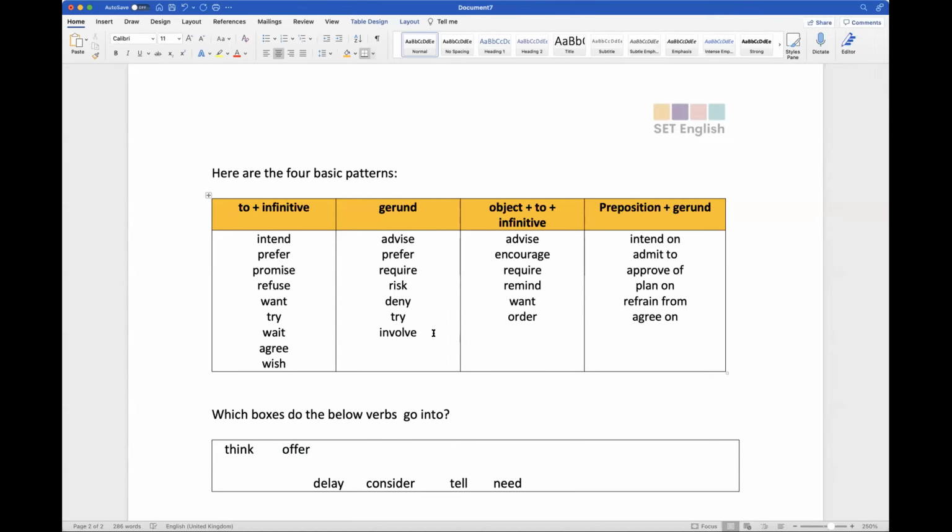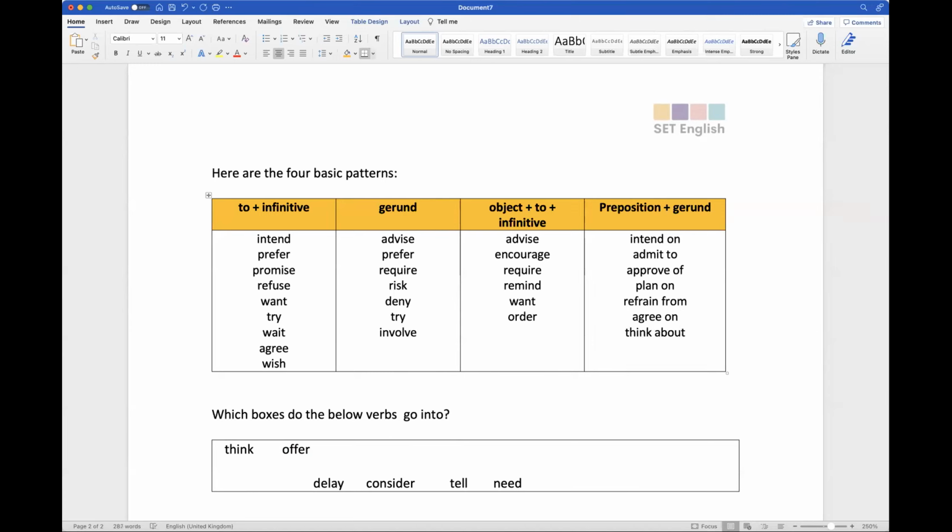Okay, so think to do something. Okay, so think about that then. Wait a second. Preposition. If it was gerund, it would be "I think doing." It doesn't feel right, does it? What's the preposition, John? Preposition plus gerund. Think about.